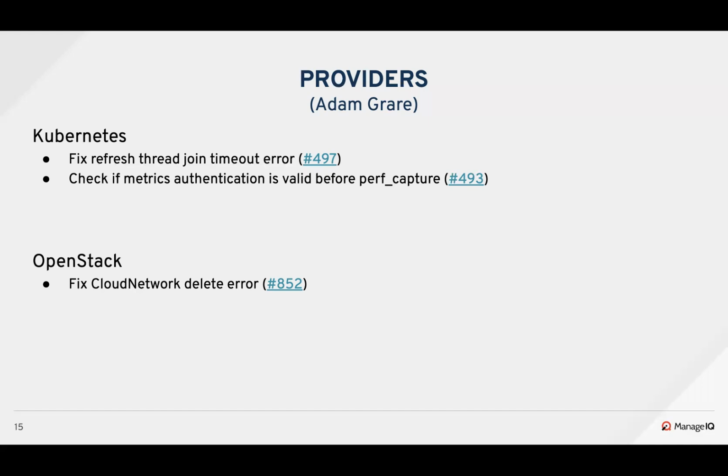And for OpenStack, we fixed a cloud network delete error that was the result of some core refactoring and then adding an options parameter that wasn't available in the OpenStack raw method. And so we got that fixed up there. Next slide.